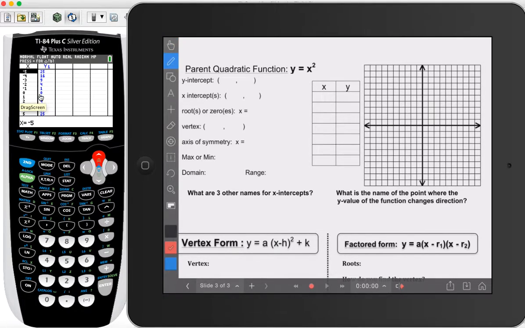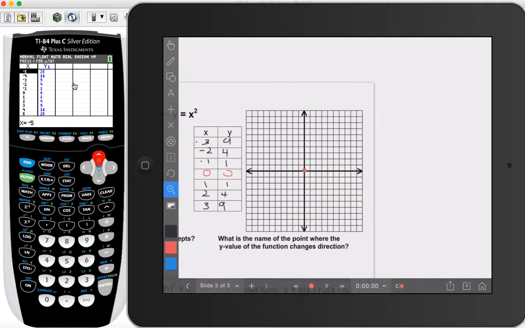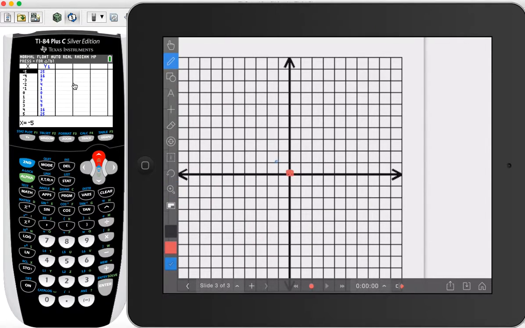That's the most important point, so let's put it halfway in our table and plot it on our graph. Now, let's get some points that can be plotted on our graph. So negative 1, 1, 1, 1, negative 2, 4, 2, 4, negative 3, 9, and 3, 9. Now let's plot these points. As you can see, all the points are symmetrical.